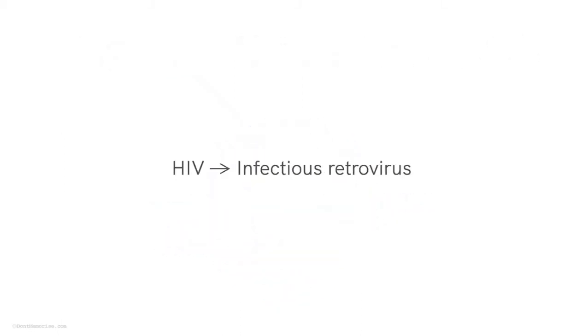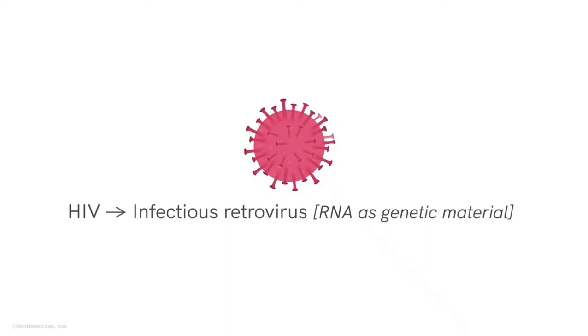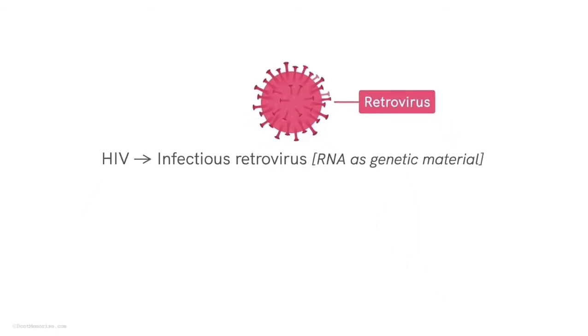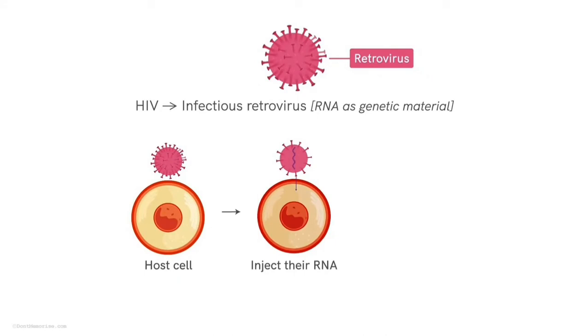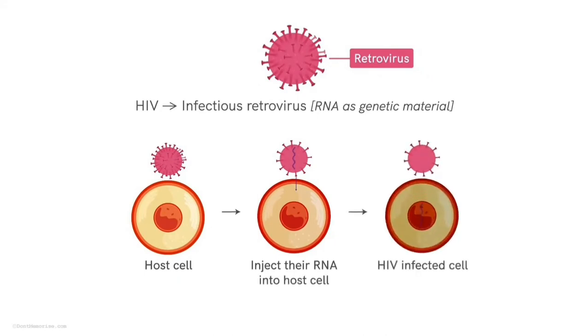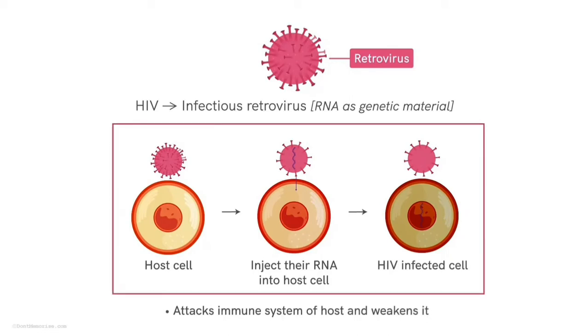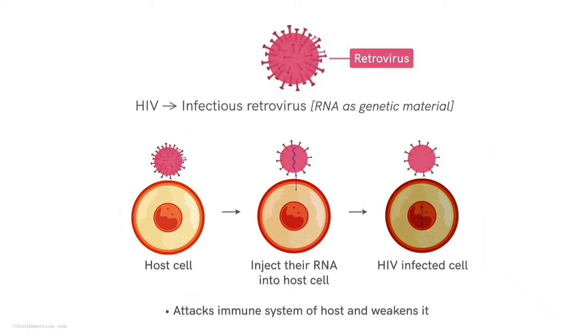HIV is an infectious retrovirus. And what do we mean by a retrovirus? We know that there are different types of viruses classified mainly on the basis of their genetic material. Among the various types, those viruses which have RNA as their genetic material are called retroviruses. These viruses insert their genetic material into the host cell to cause an infection. And post-infection, the major task of this virus is to attack the immune system of the host and weaken it. This strategy is used by the HIV to conquer the host's body completely.